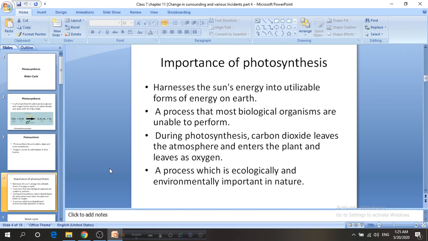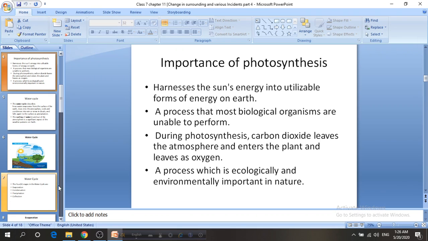In photosynthesis, the plants harness the sun's energy into utilizable forms of energy on earth, and the carbon dioxide leaves the atmosphere, making the atmosphere clean, and enters the plant and leaves as oxygen. That's why photosynthesis is ecologically and environmentally important in nature. Without photosynthesis, we are never going to get any food or shelter or oxygen in our nature.